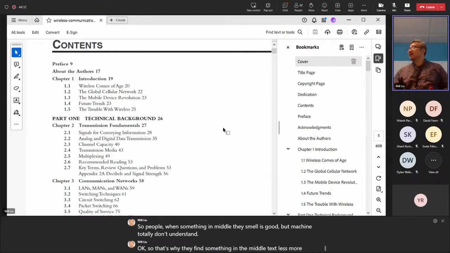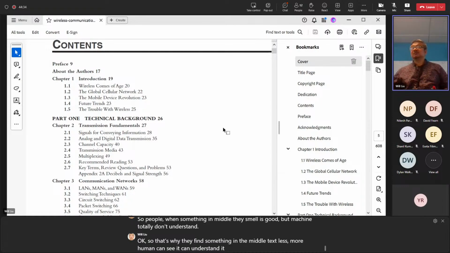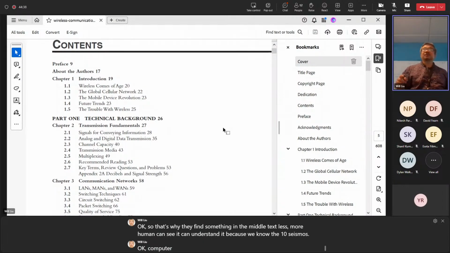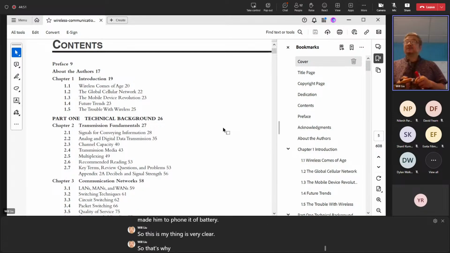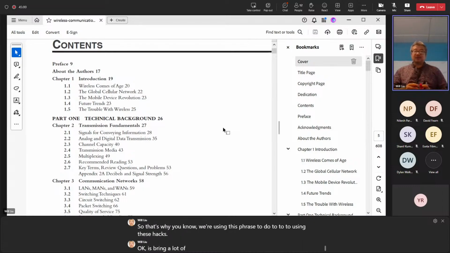Hexadecimal: humans can understand it because we know the 10 decimal digits, and computers can handle it because every hexadecimal digit maps to 4 bits of binary. So this mapping is very clear. That's why we use hex, and it brings a lot of advantages.